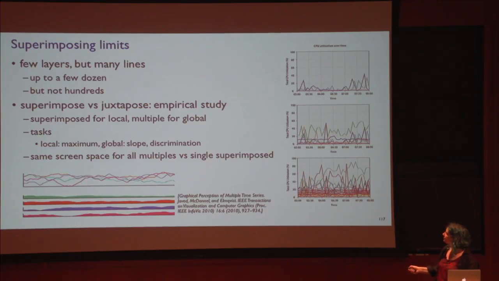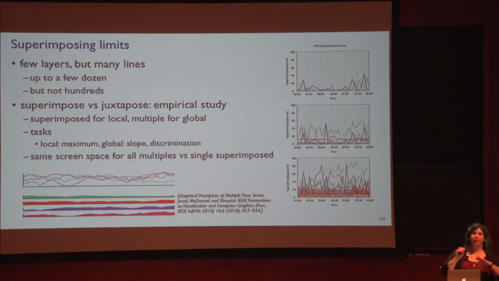And so with these kind of global tasks, like trying to find where's the area of maximum slope, at some point you actually started to need to switch over into small multiples. Whereas for some very local tasks, like at a given time point, which of these is the highest value, you could do that much more with these layered line charts. So there starts to be some advice on when to go back and forth between layers and multiples, but there's still a lot that we're not quite sure of.